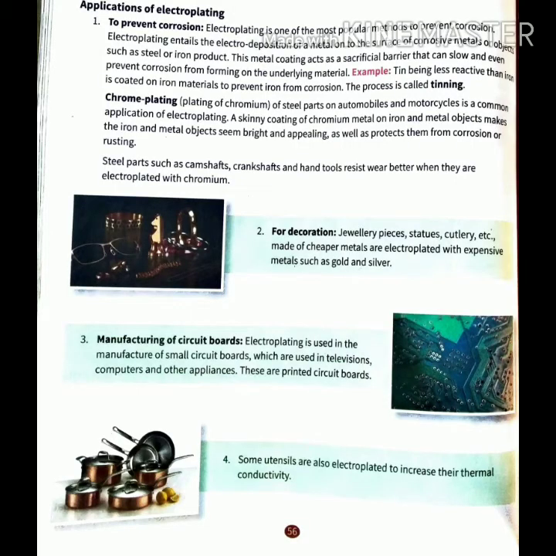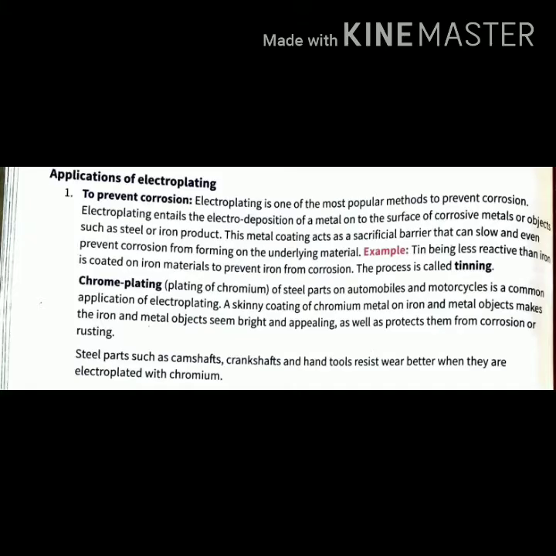Now the next, and the last topic to be discussed, is the applications of electroplating. The first is that electroplating is one of the most popular methods to prevent corrosion. Here one metal is electrodeposited on another metal surface, which helps in the prevention of corrosion of the metals.